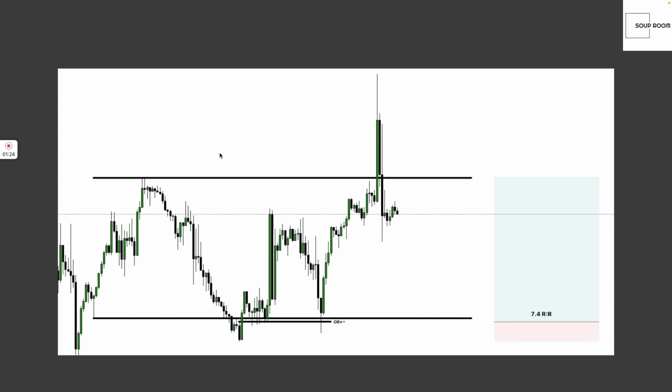Here's an example of CRT on the lower time frame. Right here, we have the range low and range high. Turtle soup the range low, breaking above, forming an order block. We close above the order block. That is the change in state of delivery, the CSD. This is our entry point.